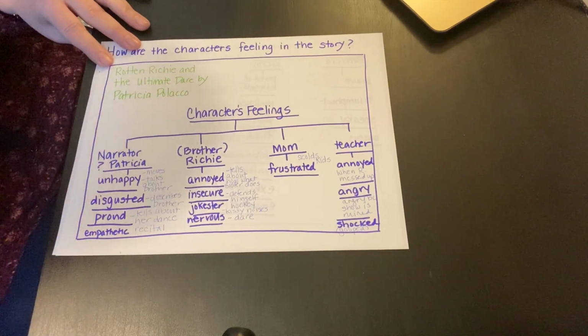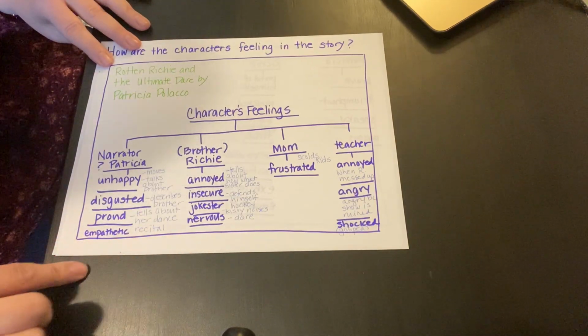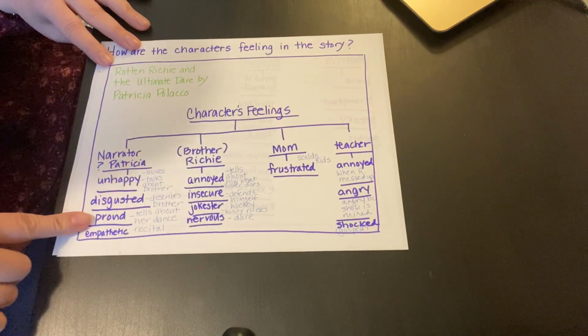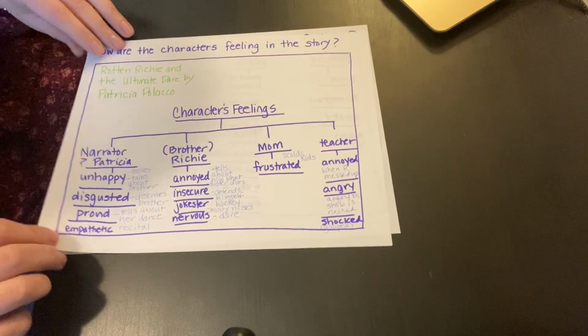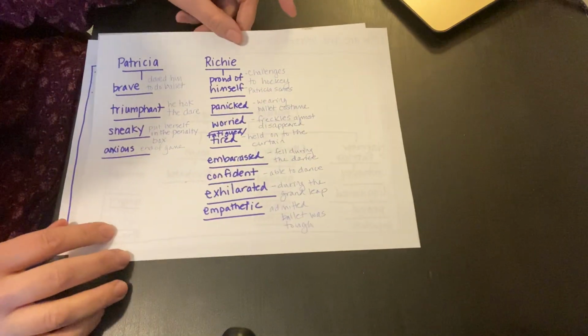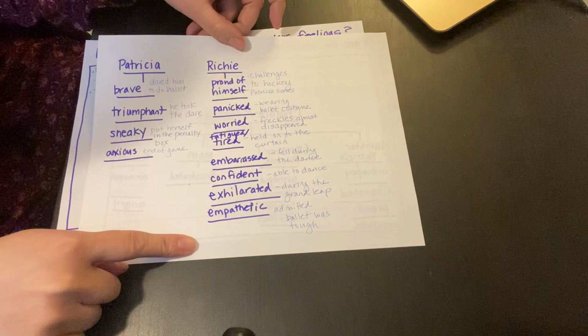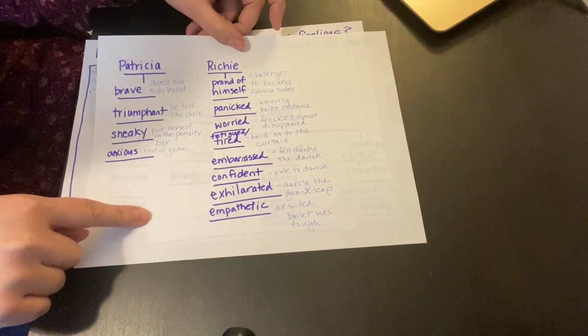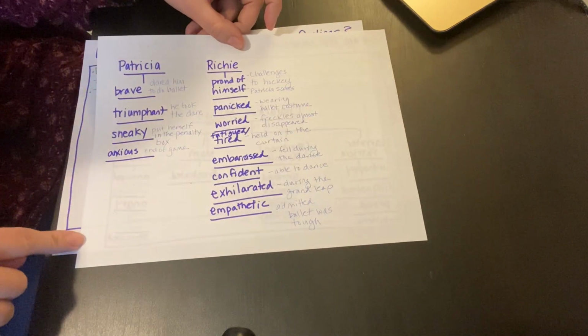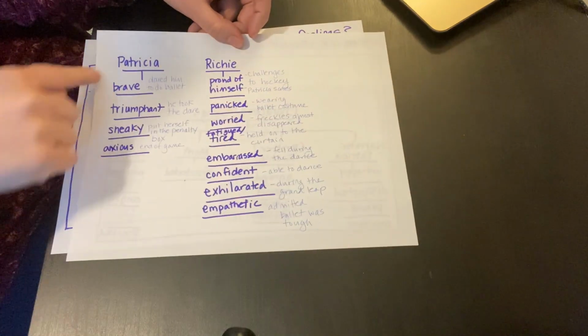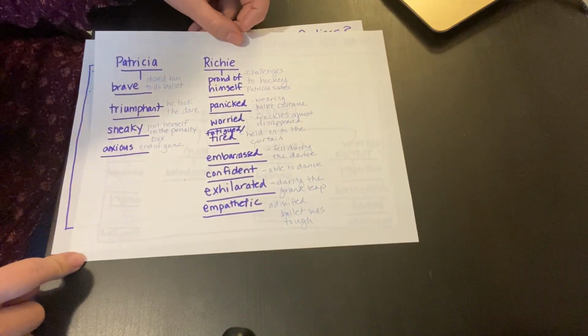So the important thing to know here is I ran out of room. These two characters, Patricia and Richie, they were having all sorts of feelings throughout the whole story. So it's okay to flip your map over and continue your thinking. I thought it was really important that I get my ideas down. So for this part, I didn't worry too much about the frame.